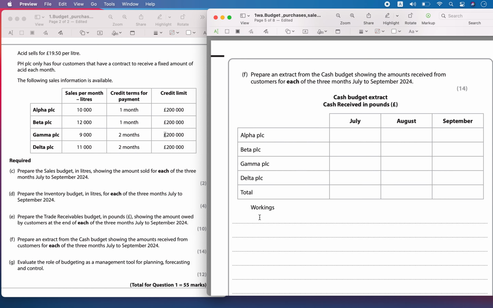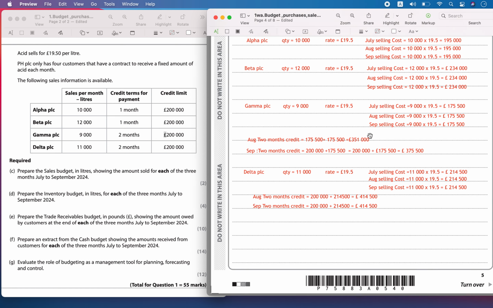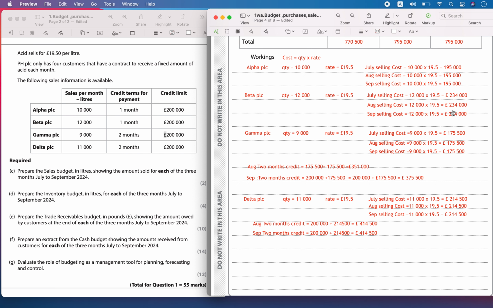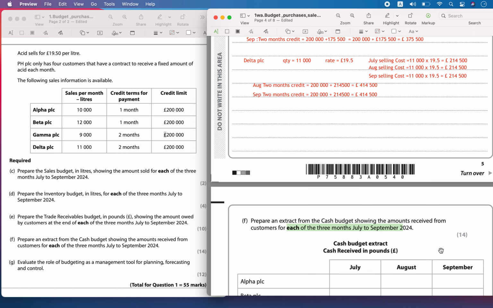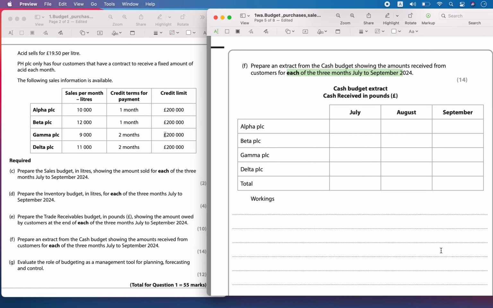Now then, you have to prepare an extract from the cash budget showing the amounts received from customers for each of the 3 months, July to September. So how much cash would they have received? I told you they can't exceed the limit, because even though the revenue is this much, they can only have a credit limit of about 200. So any credit limit that got exceeded, they would have ended up paying in cash.